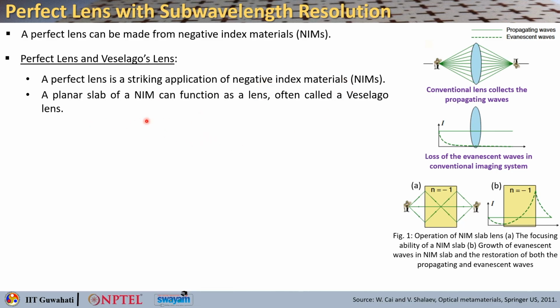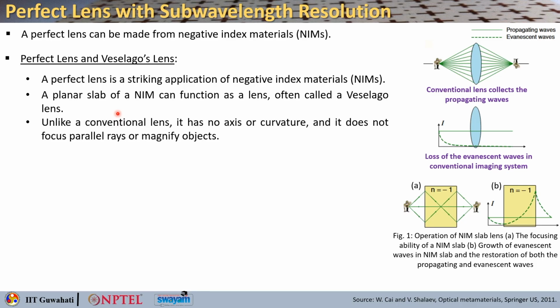Okay. So, a planar slab of NIM can function as a lens. Often it is also called a Veselago lens, because he was the first one to theoretically propose the idea of this negative refractive index. What is striking or exciting here is that unlike a conventional lens, this kind of lens, Veselago lens or perfect lens, has no axis or curvature. It does not focus the parallel rays or magnify the object. So, it is just a rectangular slab, isn't it?